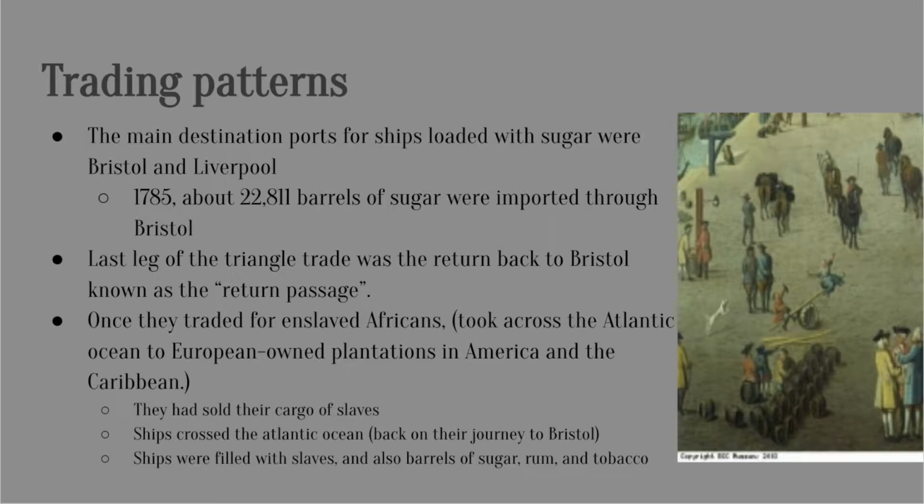Once they traded for enslaved Africans that were taken across the Atlantic Ocean to European-owned plantations in America and the Caribbean, they had sold their cargo of slaves. Ships crossed the Atlantic Ocean back on their journey to Bristol. Ships were filled with slaves and also barrels of sugar, rum, and tobacco.